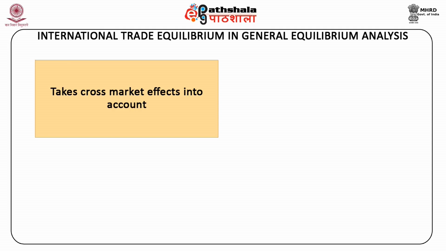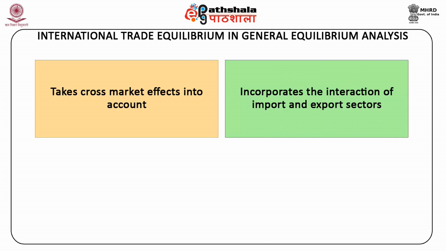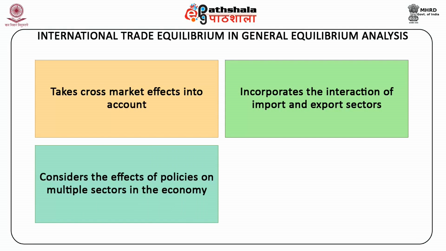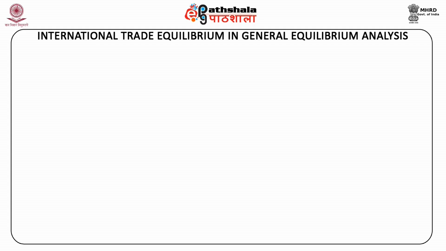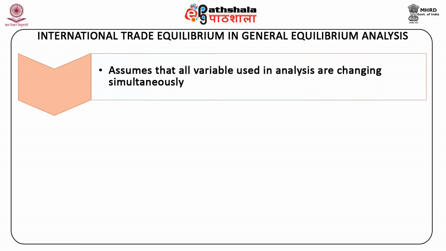A general equilibrium analysis incorporates the interaction of import and export sectors and then considers the effects of policies on multiple sectors in the economy. It uses offer curves to depict the equilibria and measures welfare with aggregate welfare functions or trade indifference curves. The general equilibrium analysis assumes that all variables used in analysis are changing simultaneously. It takes into account all the markets together.